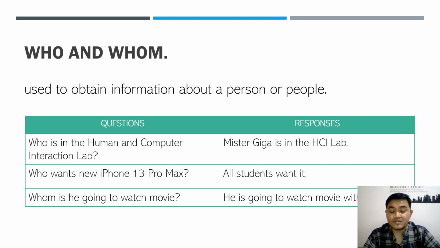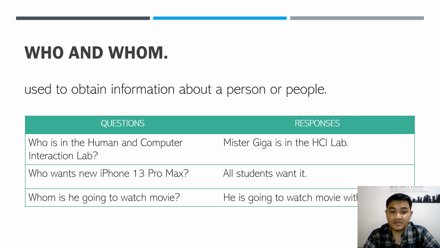If we use yes/no questions, it means that you just need to have two answers, yes or no. But if you use open questions or question words, it means that you will have a lot of answers. And then the first one that you need to use is who and whom. So who and whom are used to obtain information about the person or the people.